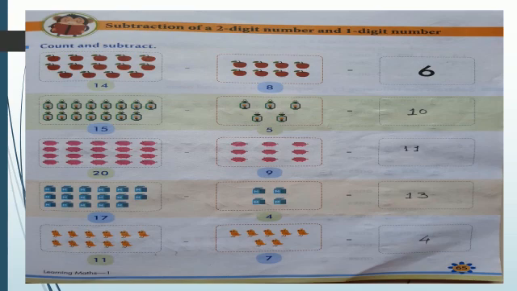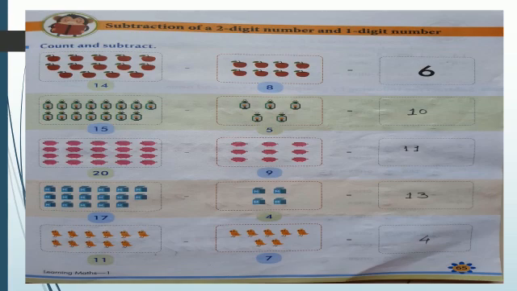Here we have 14 apples in first box. Yes, and 8 apples in second box. Means we have to subtract 8 from 14. If we cross 8 apples from both the boxes, then the count of remaining apples from first box is 6. Yes, so what is the answer? 6 is the answer. Means 14 minus 8, which is equals to 6.